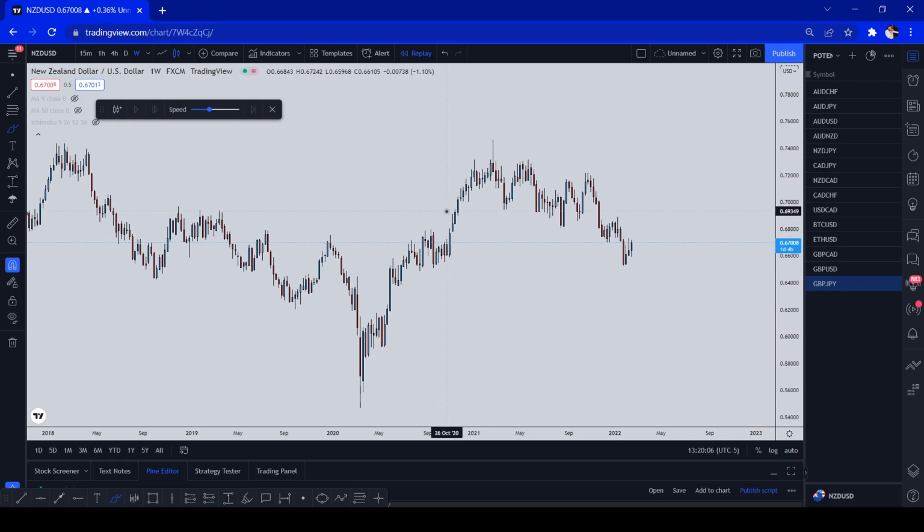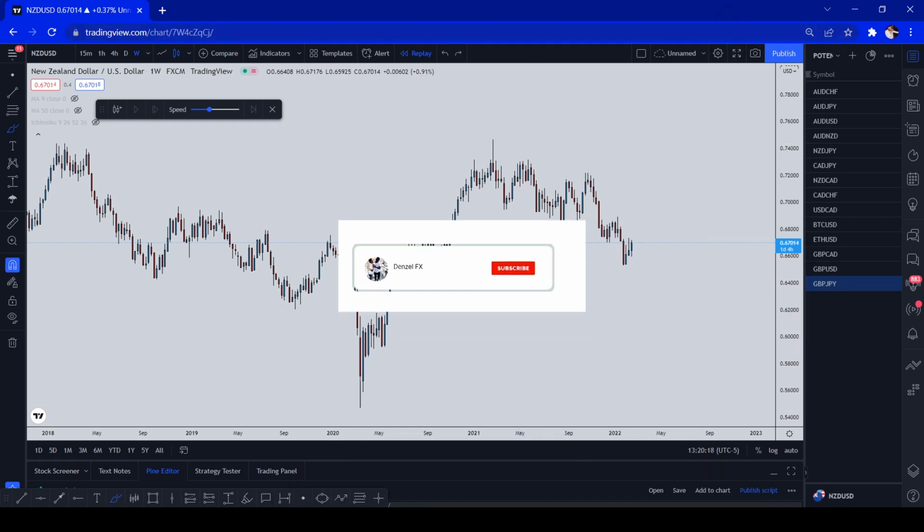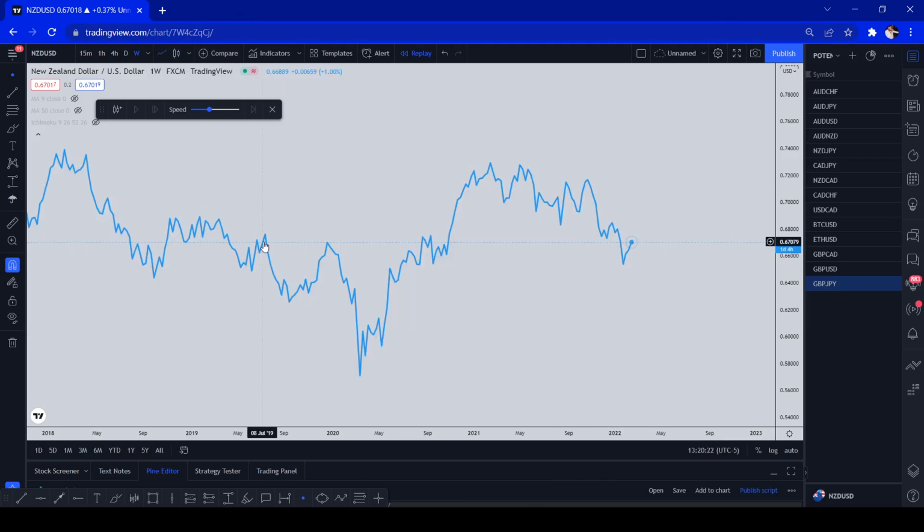So first things first, we need to look at the charts on the higher time frame. We jump onto the weekly time frame to see exactly what's actually happening here. On the weekly time frame, the first thing I did at the time was hop into the line chart to see exactly what was happening. The first thing I noticed was that price was at a nice demand level, as you can see.